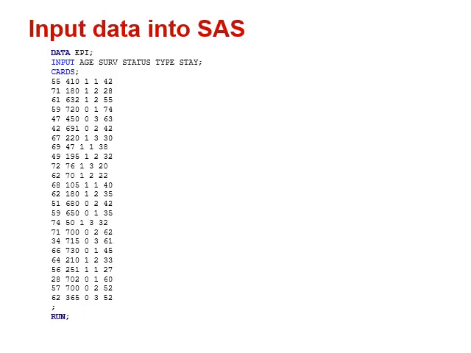This is the data that has been entered into SAS. The name of the data is EPI. We have our variables under the input statement and the actual data under the cards statement. This dataset is also available to you as a SAS file.